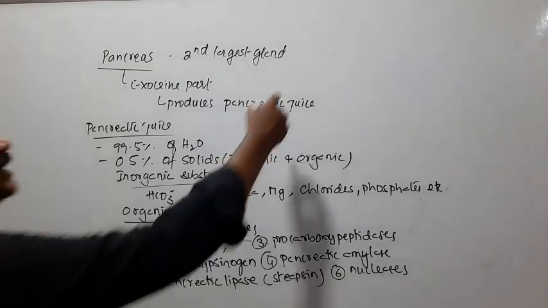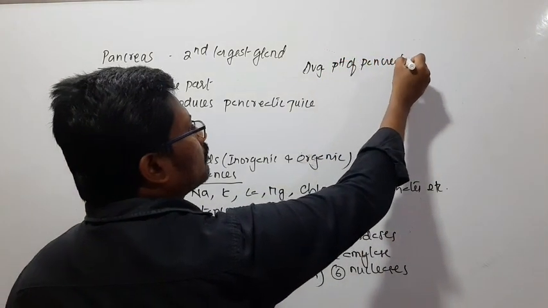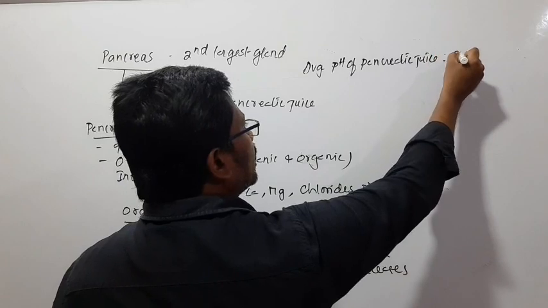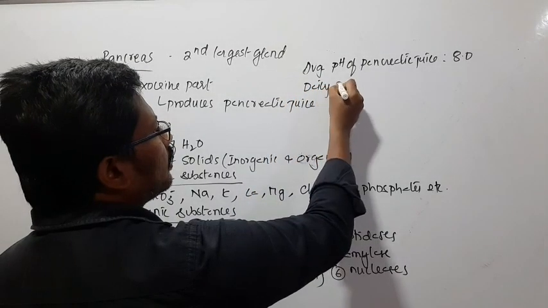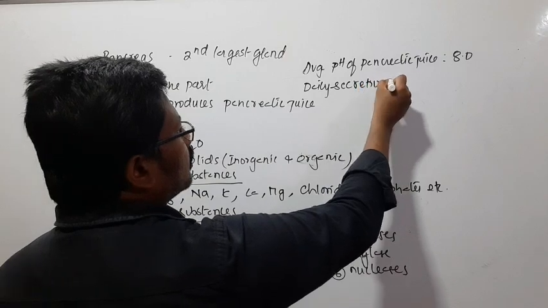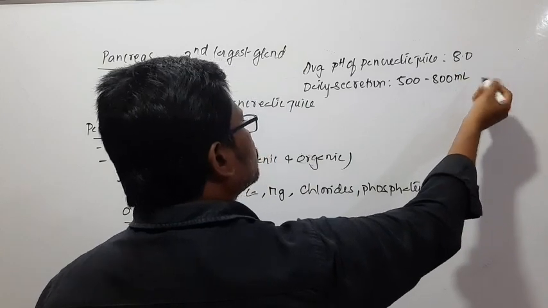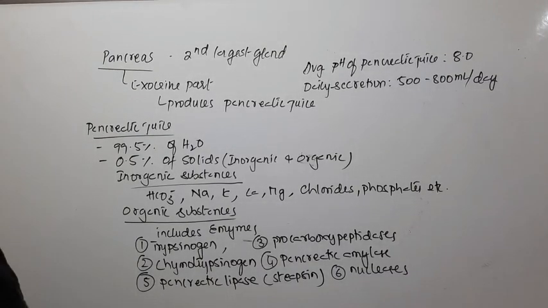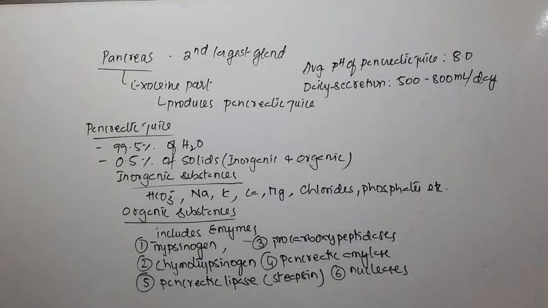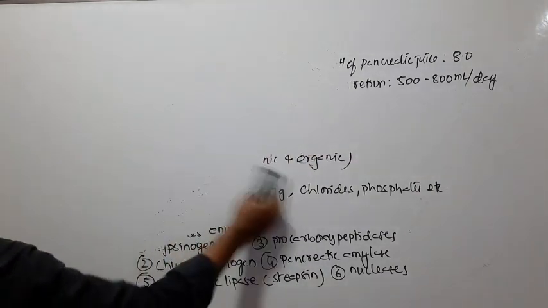The average pH of pancreatic juice is around 8.0, and the daily secretion is around 500 to 800 ml per day. So that's briefly about the pancreas. Next we shall see about intestinal glands.